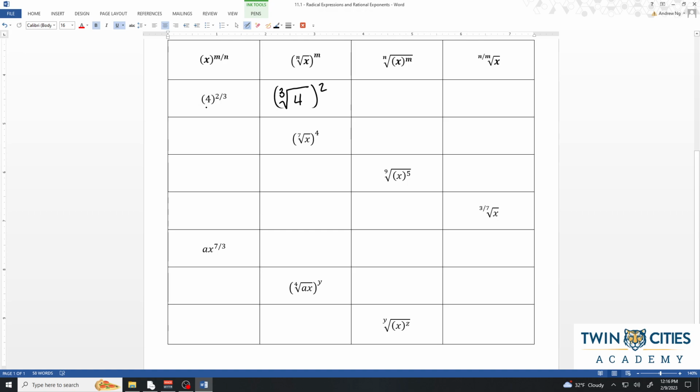So that 4 stays in the middle, and then I just reverse the order of 2, 3, so it's now 3, then 2. This is the same thing as saying the cube root, so the third root of 4 to the second power. So bringing that 2 inside, which is the same thing as saying this is the 3/2 root, and then 4.